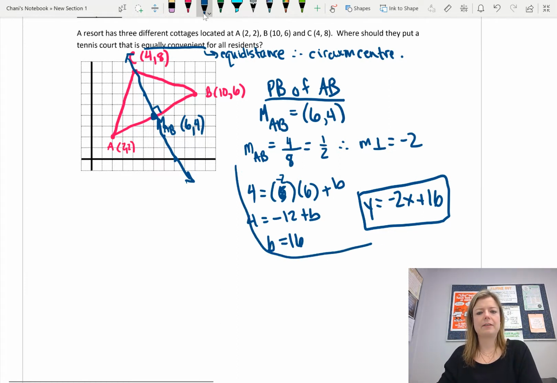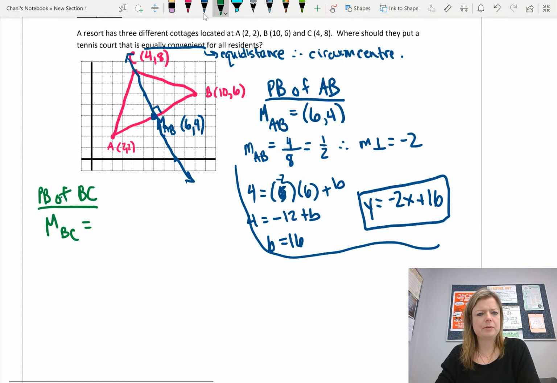Okay, so I'm just going to leave that off in its own little section. Now I'm going to do the perpendicular bisector of BC. I could have chosen AC, but I just chose BC for whatever reason, it doesn't matter. So now you can find the midpoint of BC, which is equal to (7, 7).